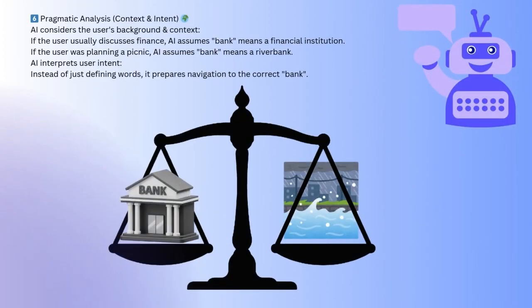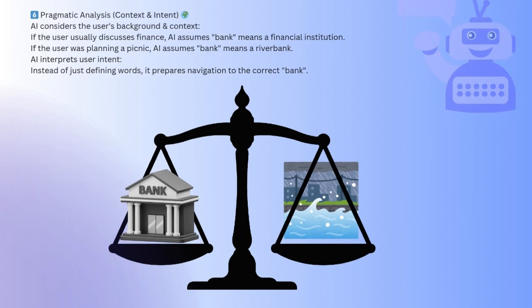Pragmatic analysis, context and intent. AI considers the user's background and context. If the user usually discusses finance, AI assumes bank means a financial institution. If the user was planning a picnic, AI assumes bank means a riverbank. AI interprets user intent. Instead of just defining words, it prepares navigation to the correct bank.